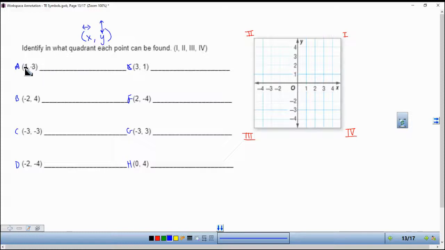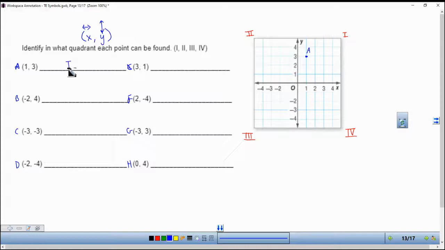So A, we're going to go over 1, up 3. Over 1, up 3. First number tells us side to side, second number up or down. So that's point A, and that's in quadrant 1.